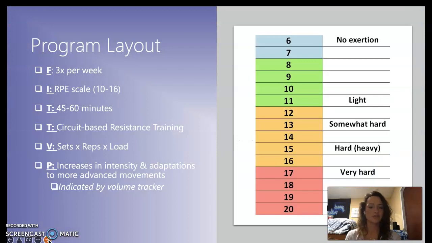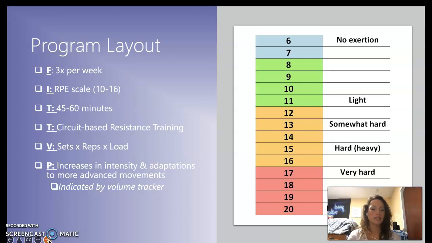So this is just a description of my program layout. The frequency is 3 times per week with myself in the clinic, and the intensity is done from the Borg scale. As you can see, I've shown it on the right with the RPE scale. I generally kept it within ranges of 10 to 16, and the time he spends with me is about 45 to 60 minutes a session. And the type is circuit-based training.